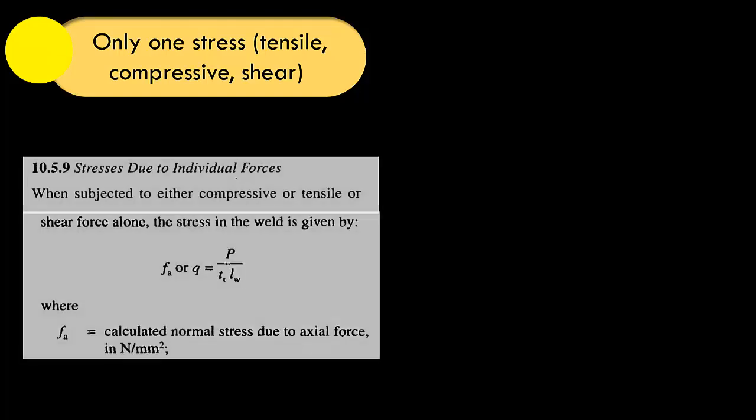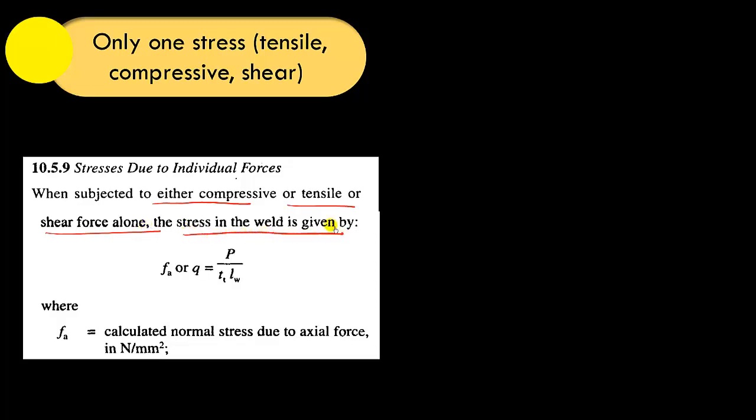So let's first discuss when we have only one stress, either tensile, compressive or shear, present in the weld. How do we check or calculate the stress inside the weld? This is given in clause 10.5.9, and that says stresses due to individual forces, when subjected to either compressive or tensile or shear forces alone. So we have only one force. In that case, the stress inside the weld can be calculated using this formula.